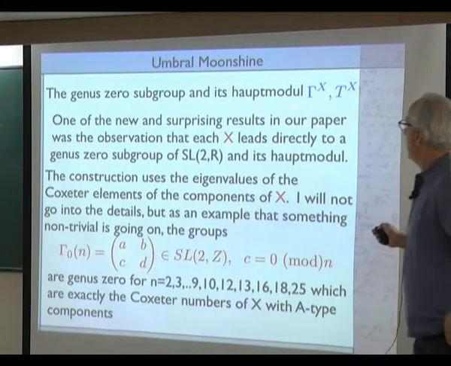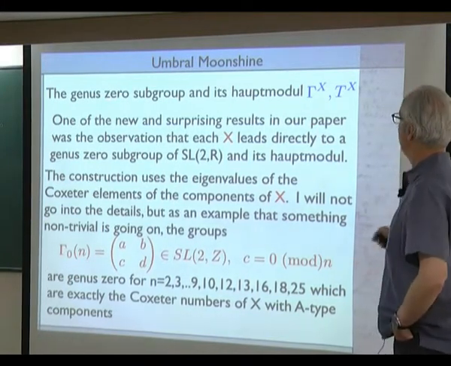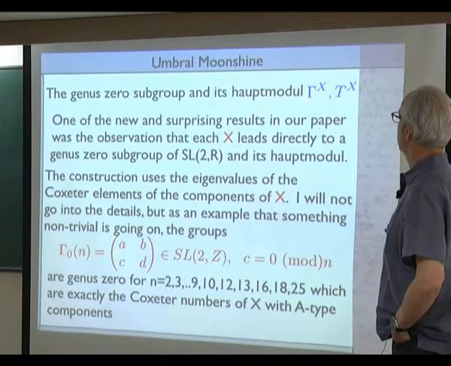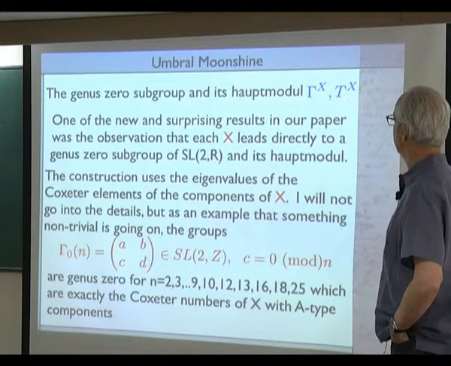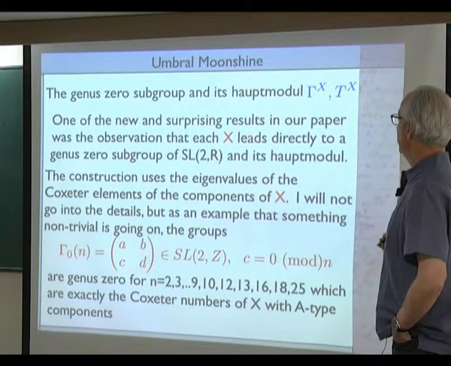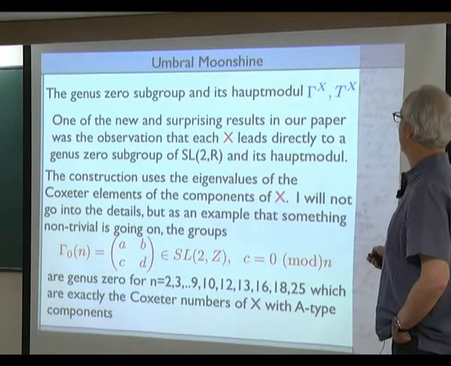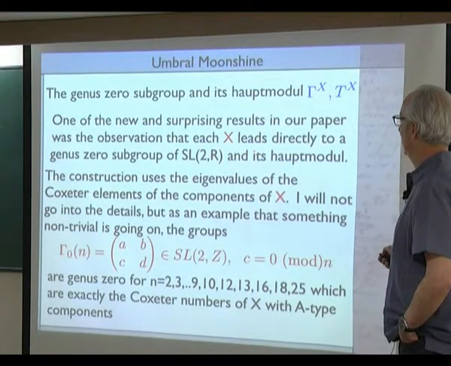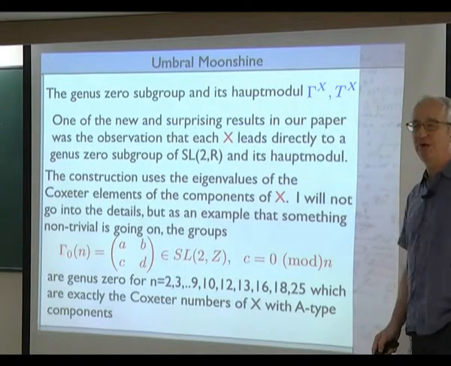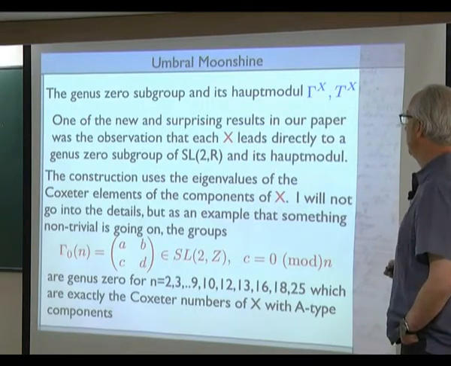Okay, then there are two other objects, a genus 0 subgroup and its Hauptmodul. So this is a new result, which I guess could have been noticed long, long ago when people were first doing moonshine and looking at these things, but it wasn't.